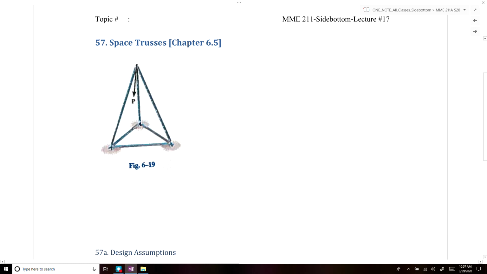So in this video we're going to cover space trusses and how you can determine the forces within each of the members of a space truss. The simplest case of a space truss is if you have 6 members connected in a tetrahedron fashion. Alright, so the simplest example of a space truss is drawn on the left hand side.